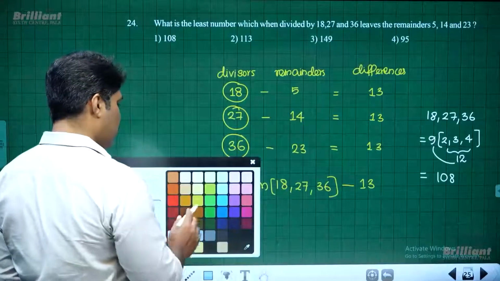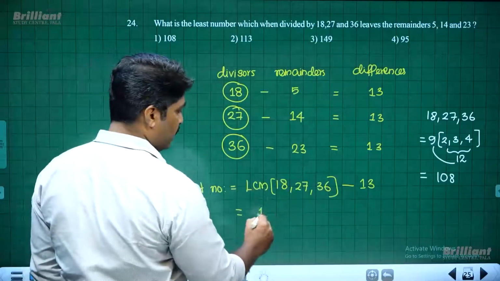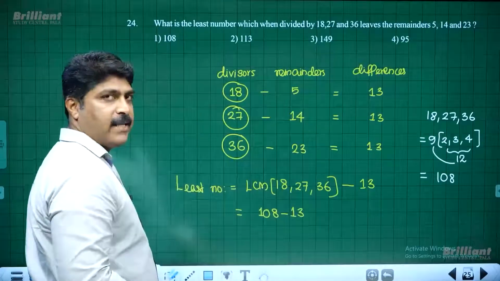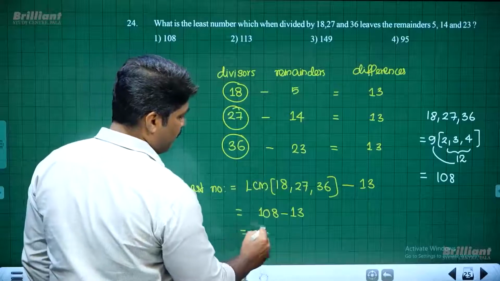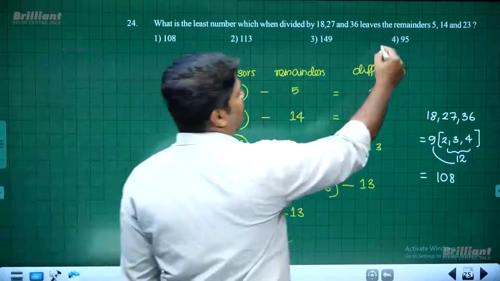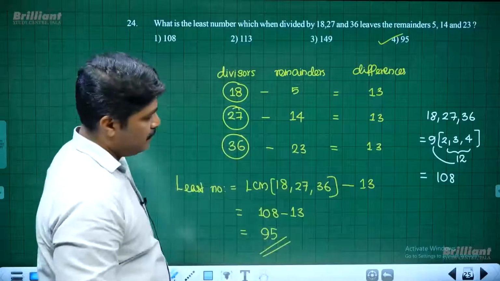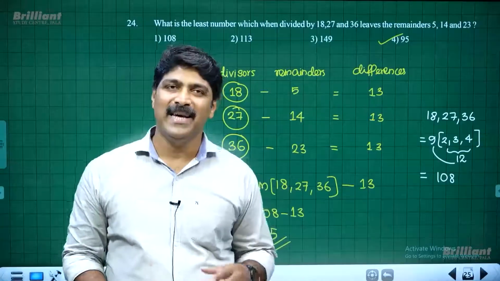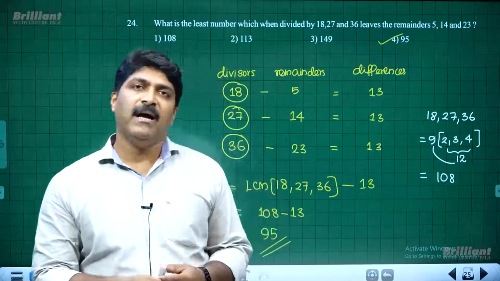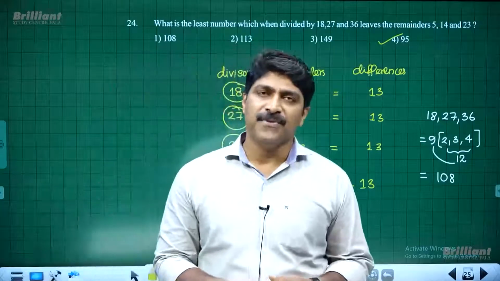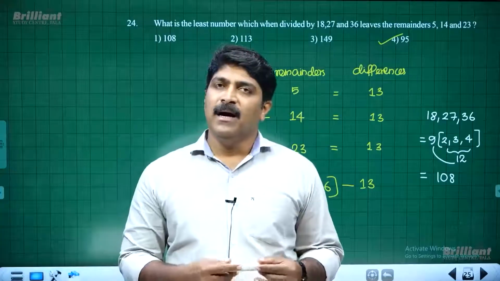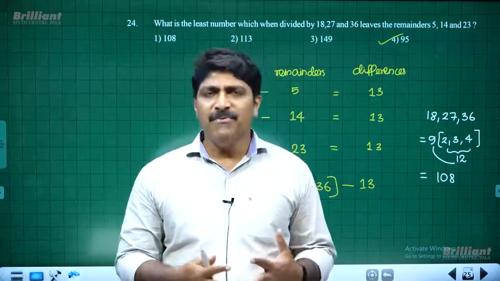Therefore, here we got the value. This LCM is 108 minus 13. What is the value here? It is equal to 95. So hence the answer is option 4. It's a tricky question from the topic of numbers. Some of the questions are above average level and most of the questions are at average or easy level. Therefore, you can perform well.